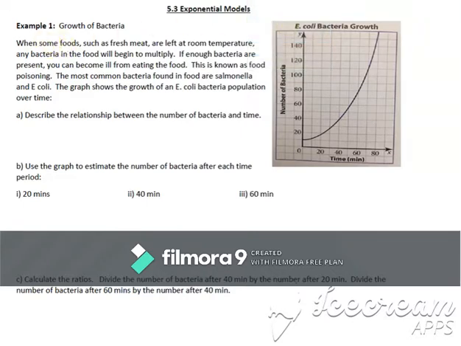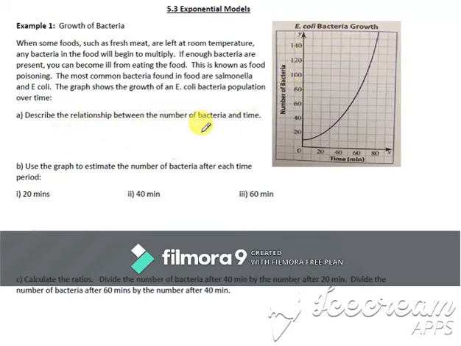When some foods, such as fresh meat, are left at room temperature, any bacteria in the food will begin to multiply. If enough bacteria are present, you can become ill from eating the food. This is known as food poisoning. The most common bacteria found in food are Salmonella and E. coli. The graph shows the growth of an E. coli bacteria population over time.